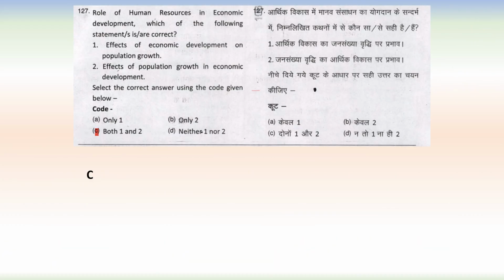Next one, the role of human resources in economic development. Which of the following statements are correct? So the effects of economic development on population growth, correct. Effects of population growth on economic development, correct. So economic development is interrelated with population growth. Both affect each other. So both 1 and 2 are correct here.